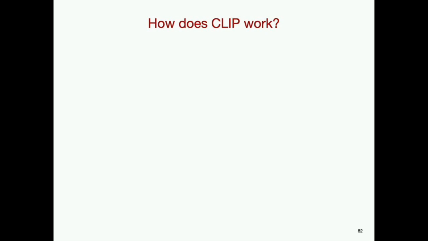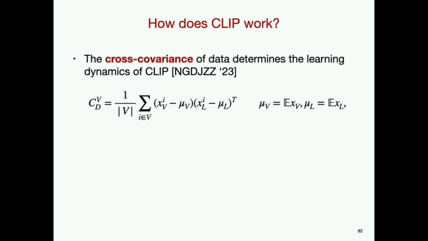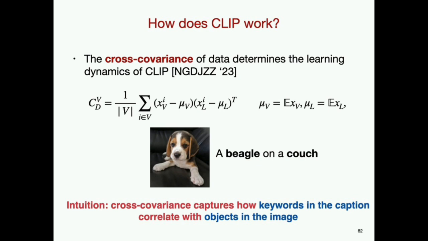Let's dive a little deeper into how the algorithm works underneath the hood. Prior work has shown that the cross-covariance of data determines the learning dynamics of CLIP. This is the formal expression for cross-covariance of data, with mu v being the average vision example and mu l being the average text example. But in simple words, cross-covariance essentially refers to how keywords in the caption correlate with objects in the image.